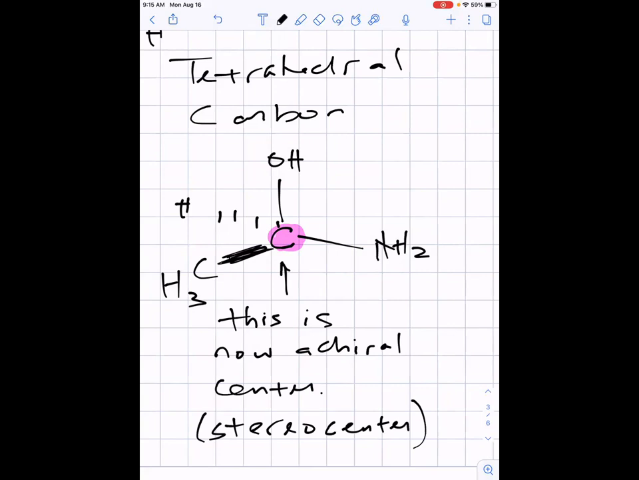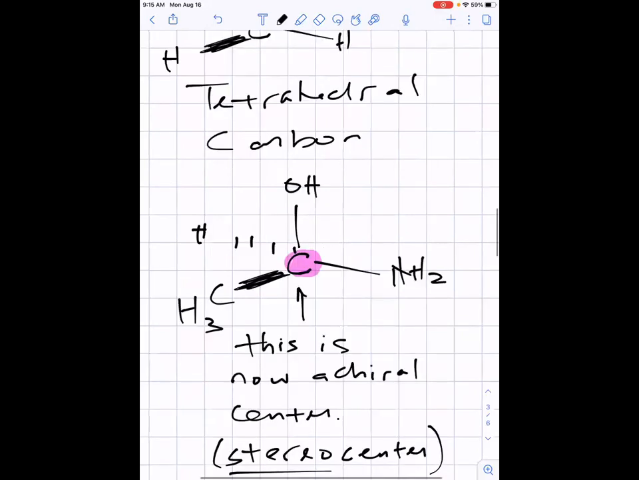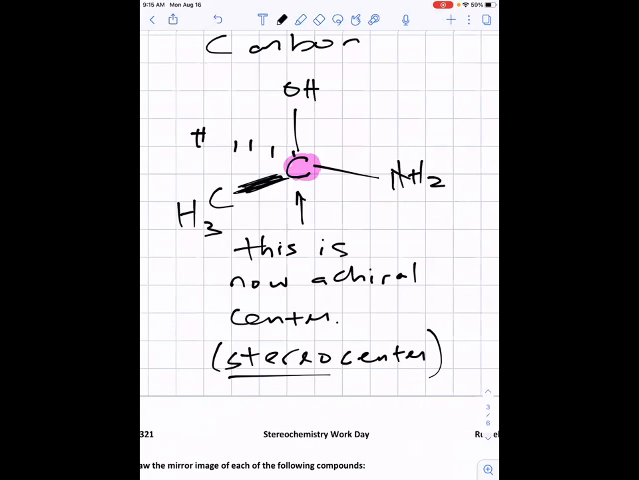Right, the stereo part is based on the fact that it now has handedness and a 3D orientation, whereas the tetrahedral carbon up top, because all the groups are the same, has no handedness, no chirality. The minute you take a carbon, or you can see this same phenomenon with nitrogen, sulfur, silicon, other atoms like that, and put 4 different groups around it, it becomes chiral, right?